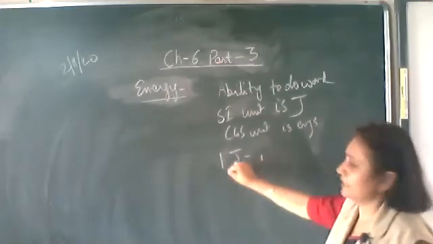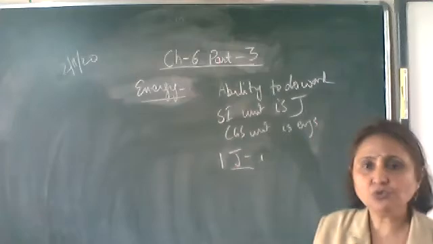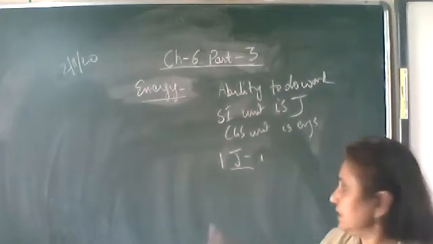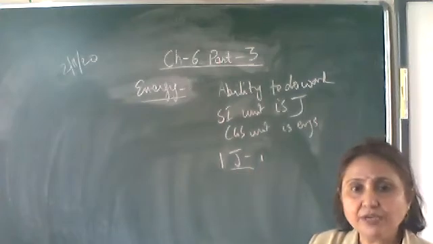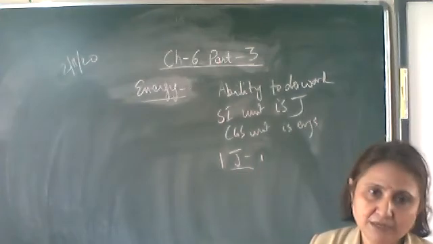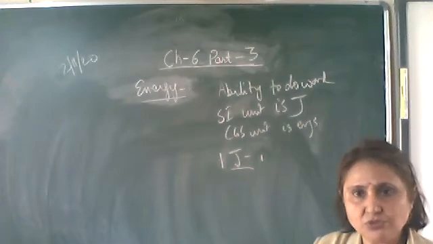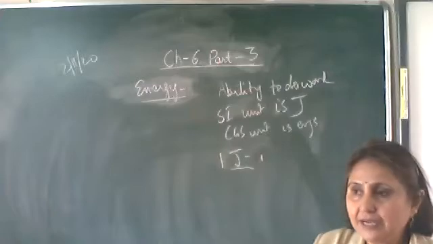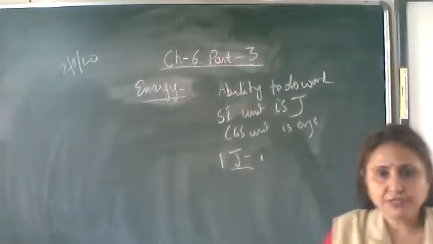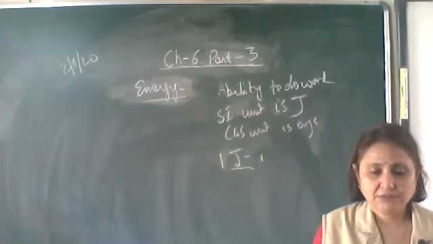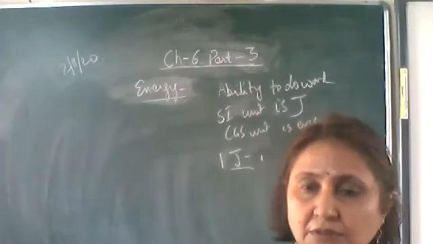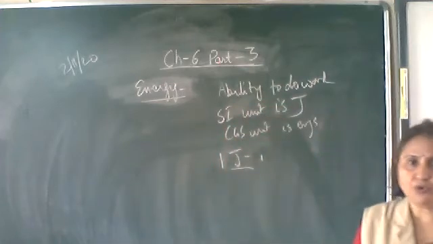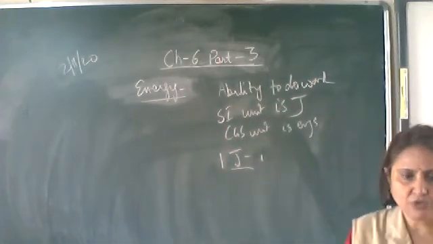Now, 1 joule of energy, how can we define it? Any body is said to possess an energy of 1 joule if it can do 1 joule of mechanical work. So 1 joule of work done means 1 joule of energy possessed. You may write down: 1 joule of energy is defined as when 1 joule of work can be done.